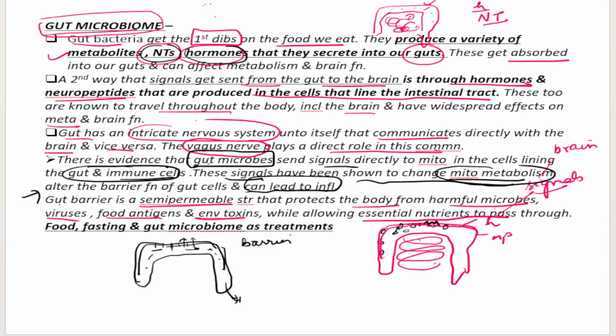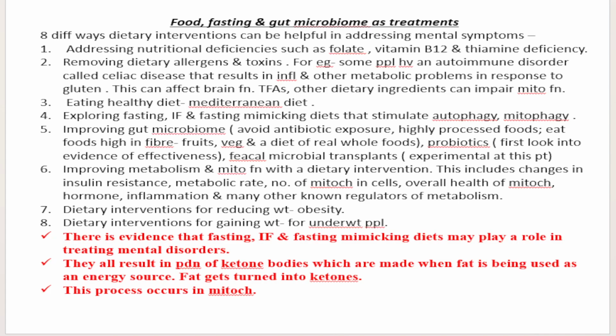Now we come to the next heading, that is food, fasting and gut microbiome as treatments. How do we use them as treatments? There are 8 different ways in which dietary interventions can help in addressing mental symptoms. Now, what are these ways? First is addressing nutritional deficiencies like deficiency of folate, that is vitamin B9, vitamin B12, or thiamine deficiency.